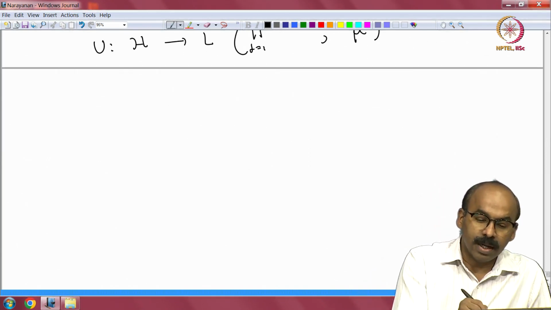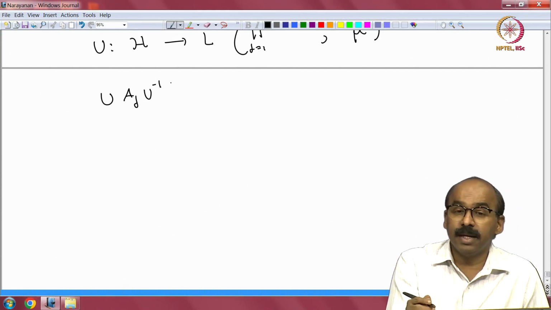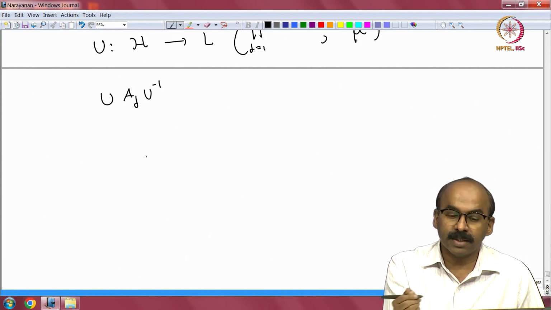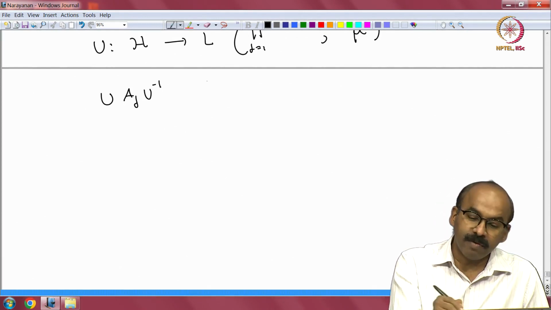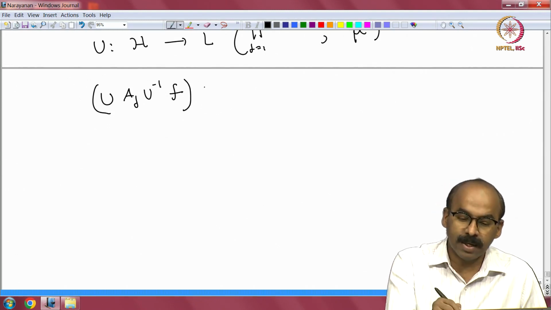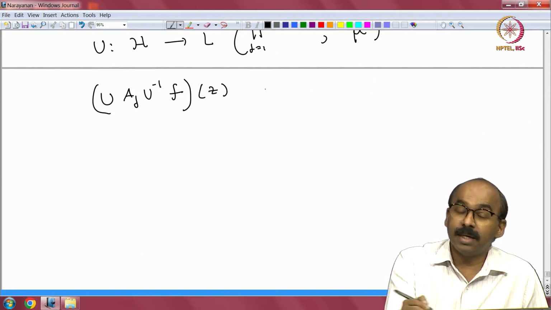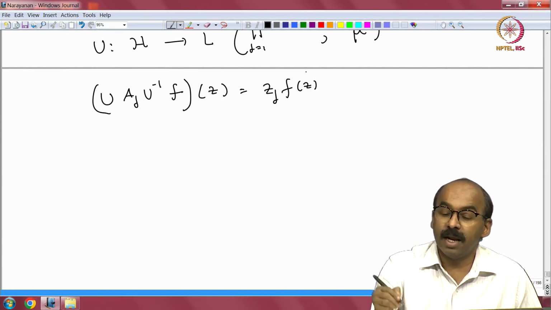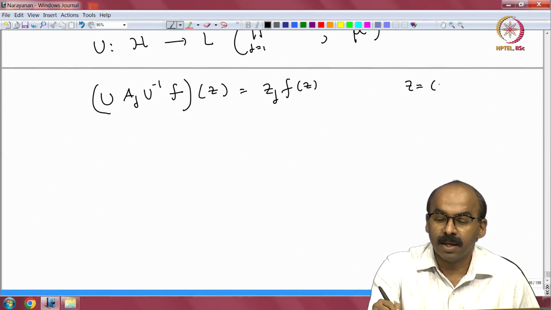So, such that U Aj U inverse, right. So, U inverse takes L2 to the Hilbert space H, Aj will take H to H, U takes it back to L2. So, I take a function f there, that is a function in L2 on the product space at the point Z, where Z is Z1, Z2, ..., Zn. This is equal to Zj f of Z, because f is in L2. So, Z is simply Z1, Z2, etcetera, Zn.